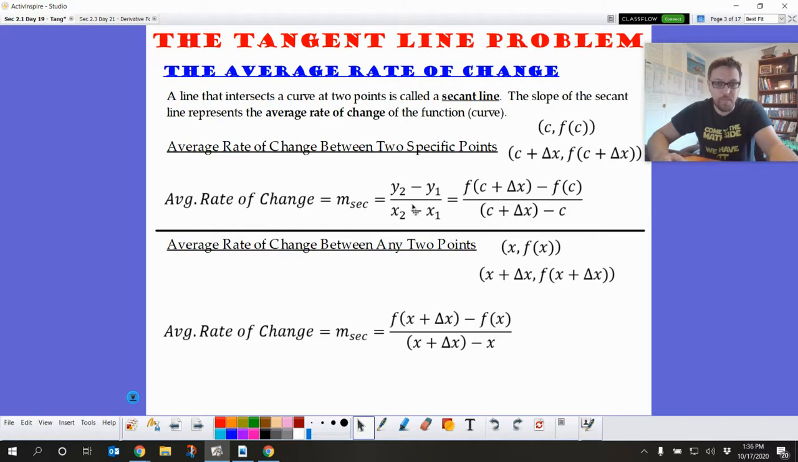This is the slope formula. So what this secant line is, we're just looking at the average rate of change. So we've got a curve and we're seeing, okay, over a chunk of time, what is going on with the slope of this thing?